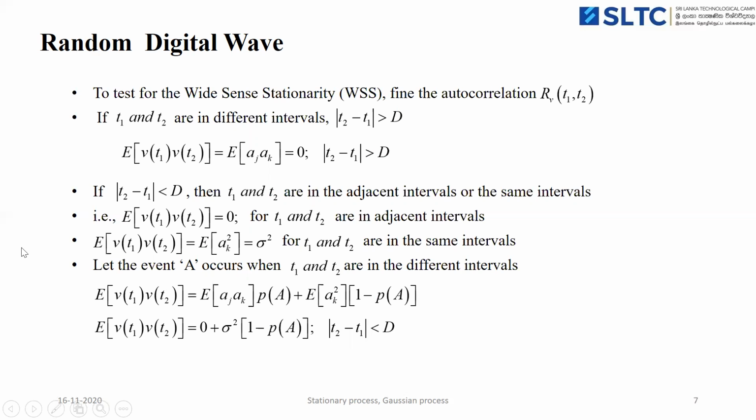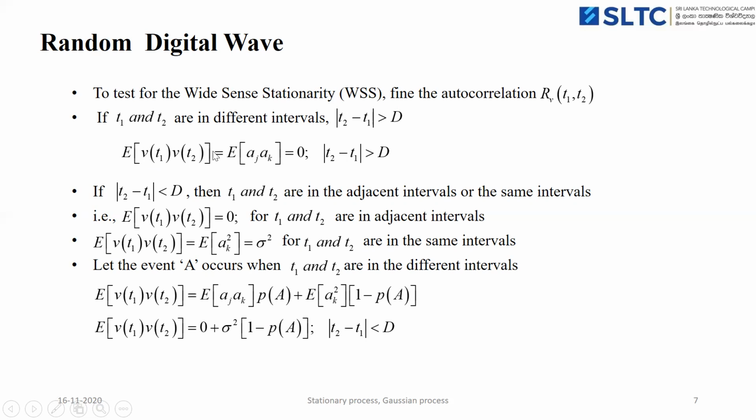So we have to take the times t1 and t2. If t1 and t2 are in different intervals, t1 means the interval of the first pulse, t2 is the interval of the second pulse, and the difference between these two intervals, t2 minus t1, is greater than D. In that case, the autocorrelation of this random process, that is expectation of v of t1 and v of t2, equals expectation of A_j and A_k.